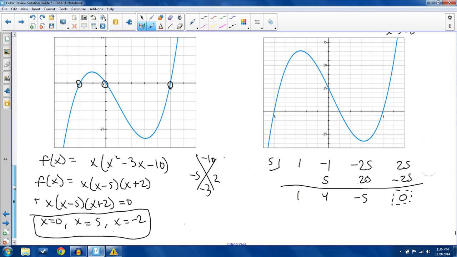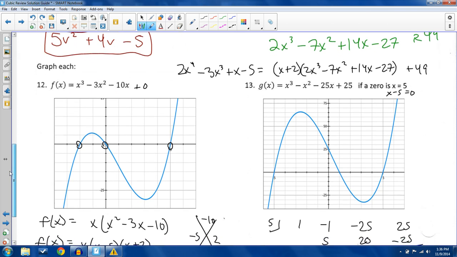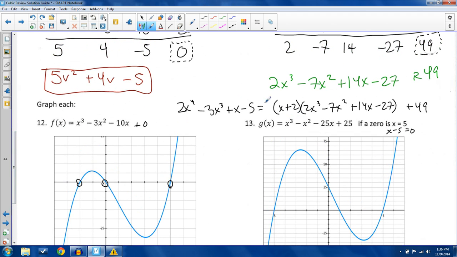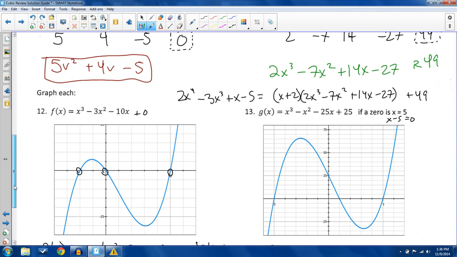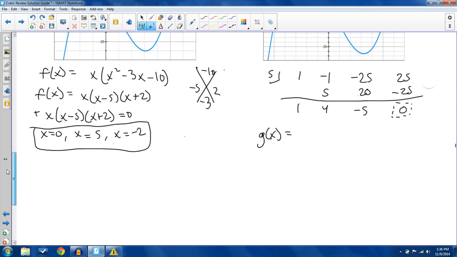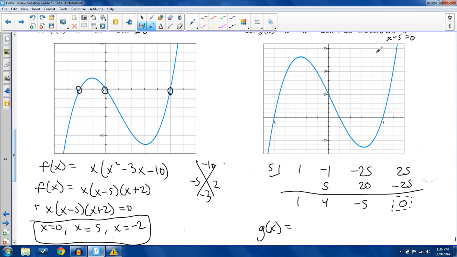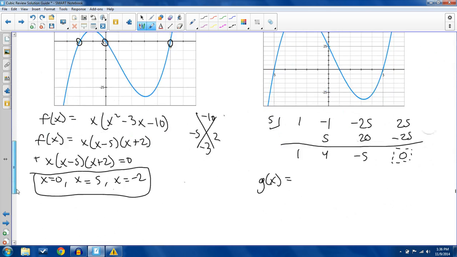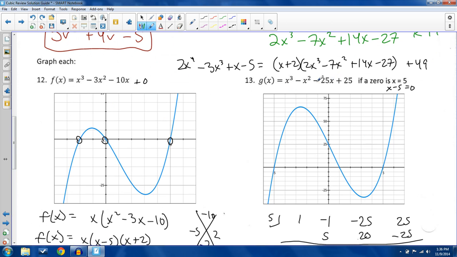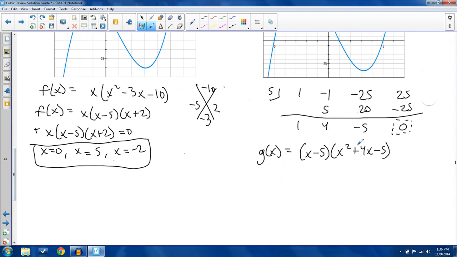So right now, you have to be careful here. You're not just looking for what the division is. You have to state what g of x is in factored form, which is exactly why I showed you how I was factoring that out. But I can continue factoring here because I need to find all of my zeros. So g of x is now x minus 5, see that there, times x squared plus 4x minus 5. So this is the same thing as this.